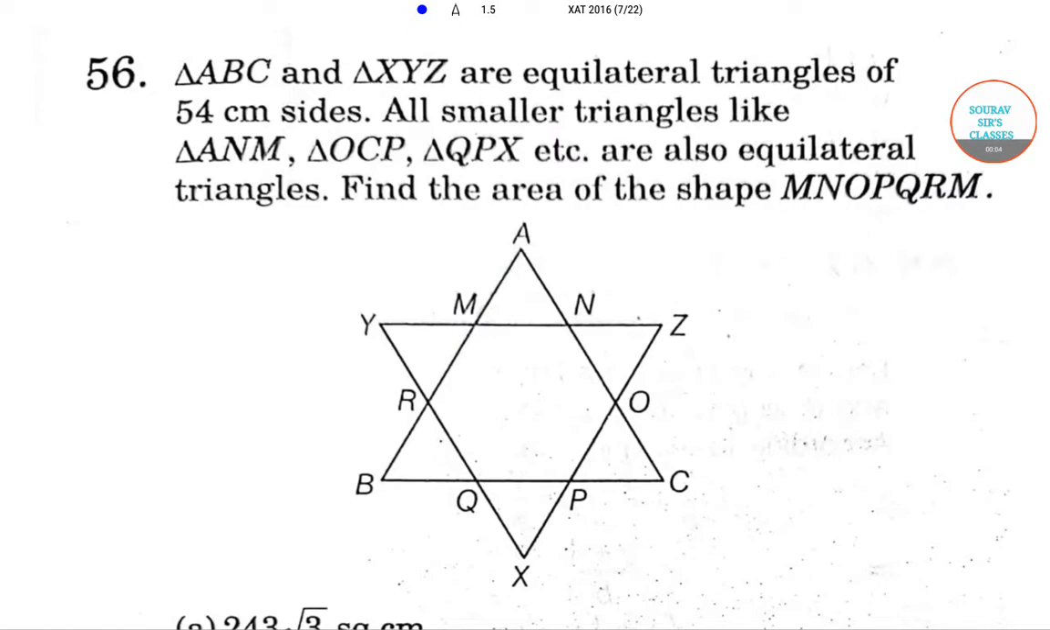The question is, triangle ABC and triangle XYZ are equilateral triangles of 54 cm sides. All smaller triangles like ANM, OCP, QPX, etc. are also equilateral triangles. Then find the area of the shape MNOPQRM. So basically, we need to find the area of this region.